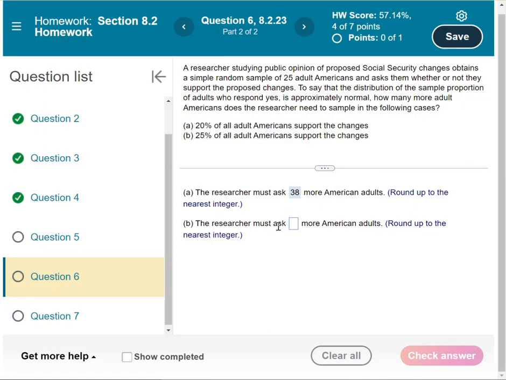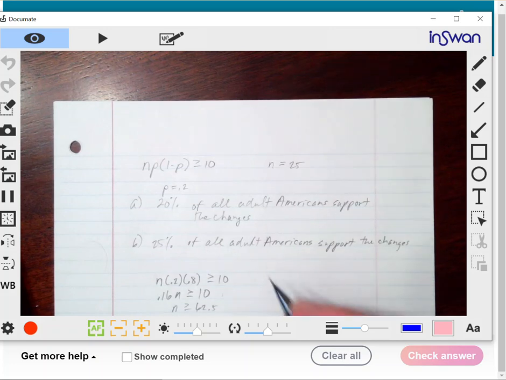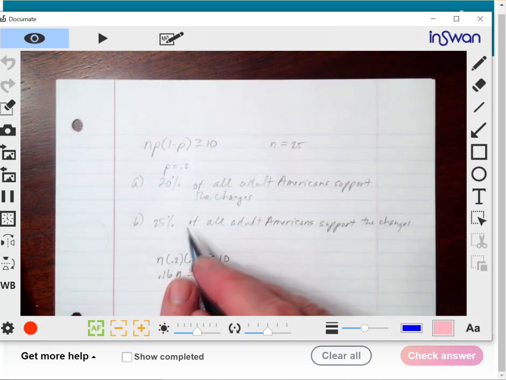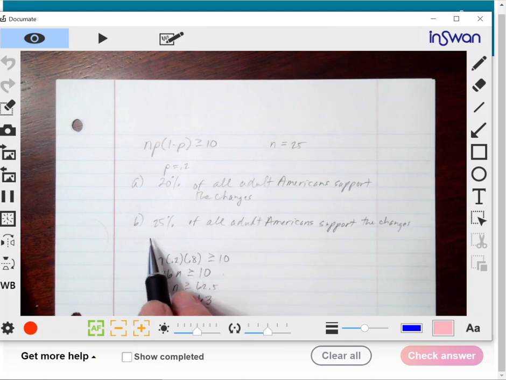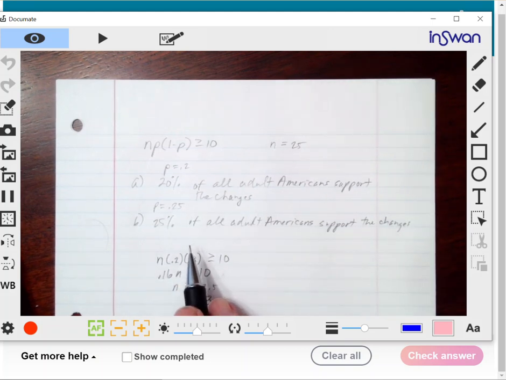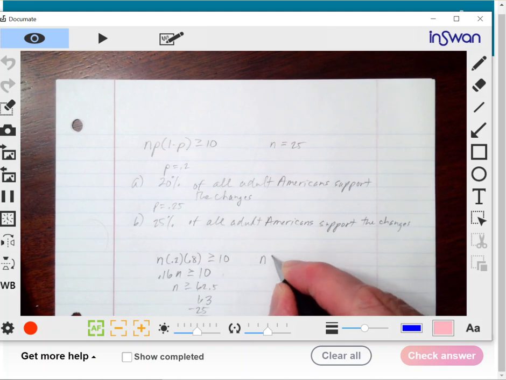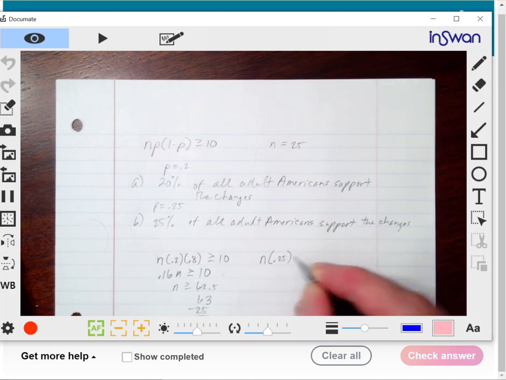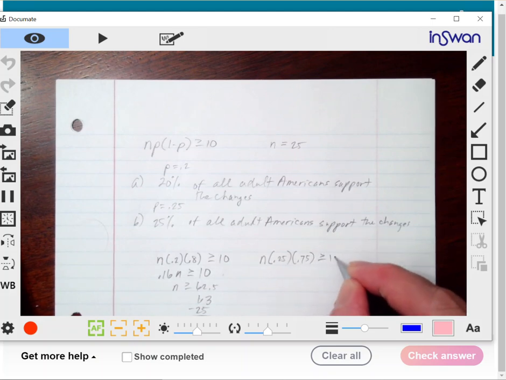All right, let's go to part B, and we'll go back to our other screen. And so this time we want to have enough so that if P is 0.25, our sample size is big enough so that we can find that 25% of all adult Americans support the changes. So this time we're looking for N when P is 0.25. 1 minus 0.25, or 1 minus P, would be 0.75. And we want that to be greater or equal to 10.